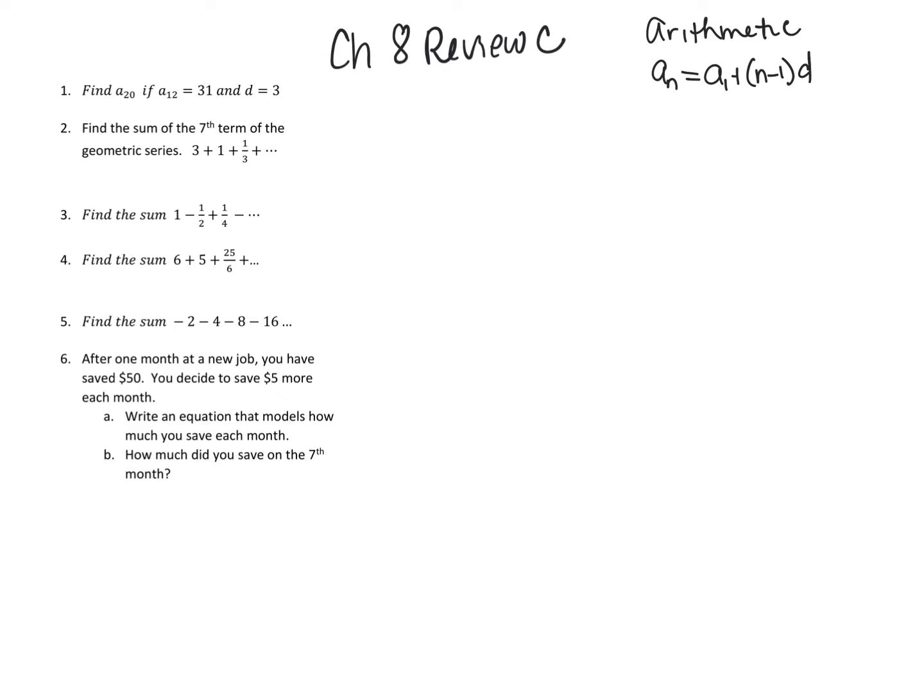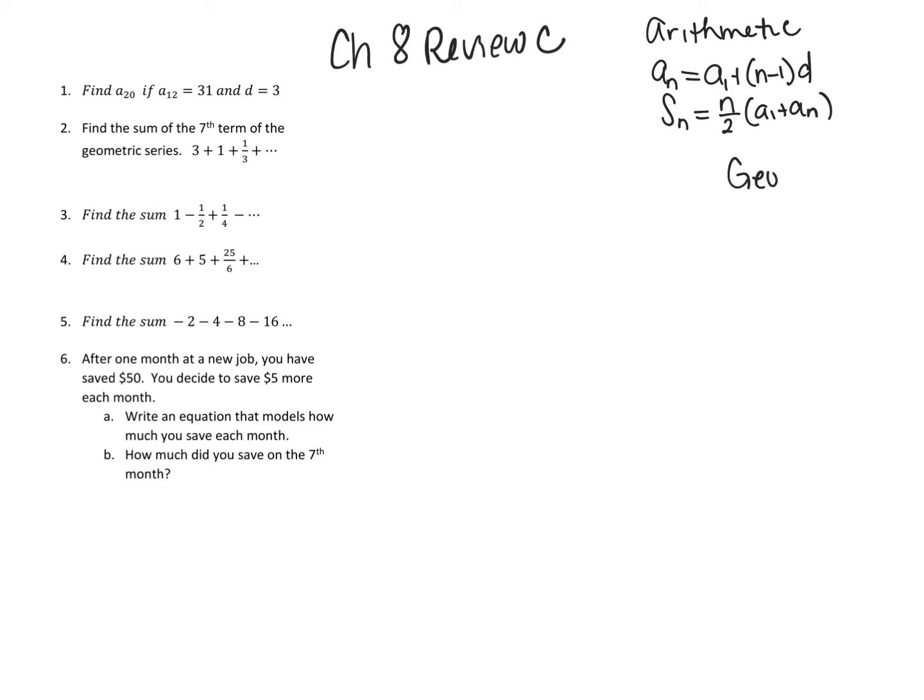All right, this is chapter 8, review C. It's all mixed up. So let's talk about our equations again. Our arithmetic equations are for the sequence: an equals a1 plus n minus 1 times d. And for the series, Sn equals n over 2 times a1 plus an.